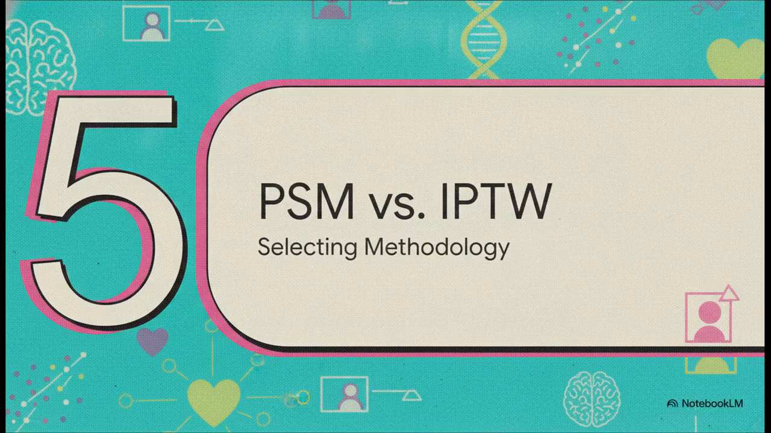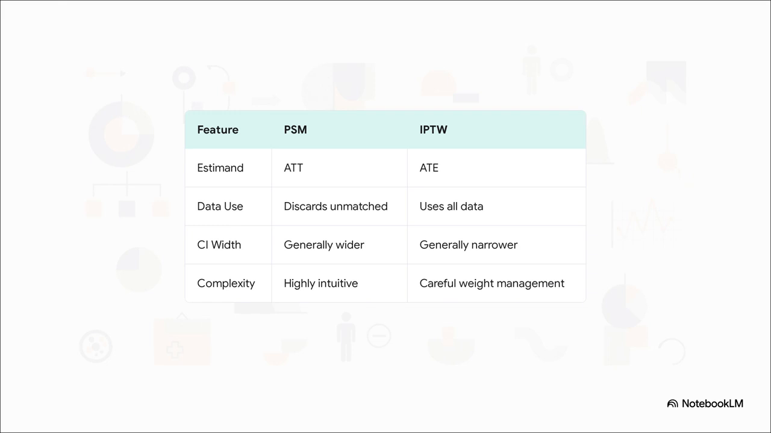Section 5. Comparing PSM and IPTW. Which method should you actually use? Choosing between these methodologies dictates your entire analytical path. Let's look at the breakdown. Propensity score matching is highly intuitive. It's very easy to explain to a clinical audience, and it estimates the ATT. However, because you are actively discarding unmatched patients, it drastically reduces your sample size, which inevitably yields wider confidence intervals.